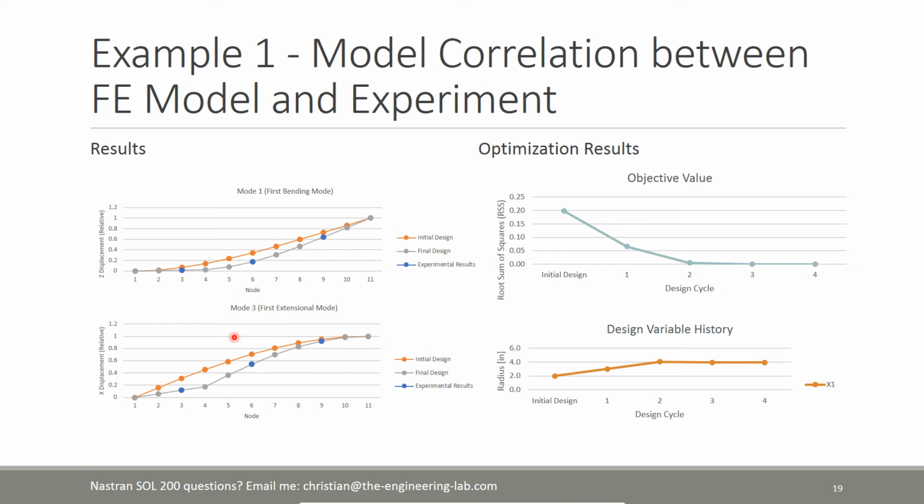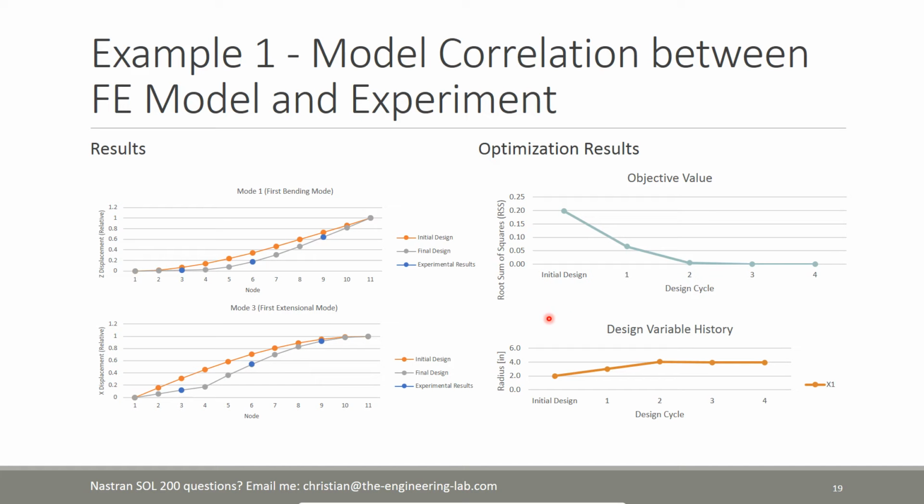The same is true for mode shape 3. Here is the relative displacement of mode shape 3. Remember, this was an extensional mode. Here in gray is the new relative displacement for mode shape 3. And you can see that it's matching the blue experimental points. So we've achieved the goal of finding a new parameter for the radius.